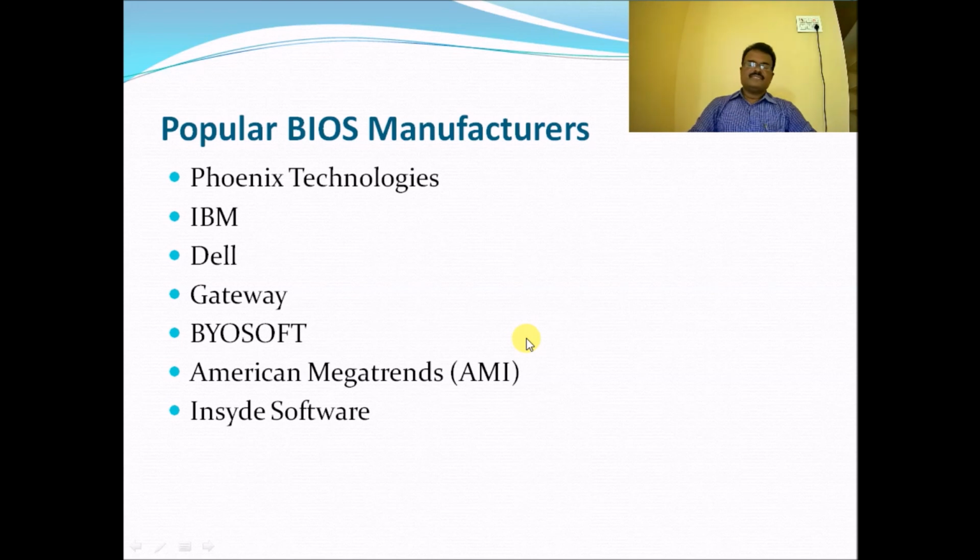So far in this class we have seen what is hardware and what is software, types of software, and what are the hardware devices used in the computer. And also we have discussed BIOS, the basic input-output system, the importance of the BIOS, functions of the BIOS, and manufacturers of the BIOS. In this class we have discussed all of this. Thank you.